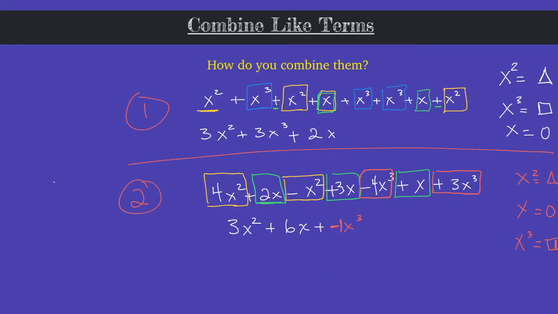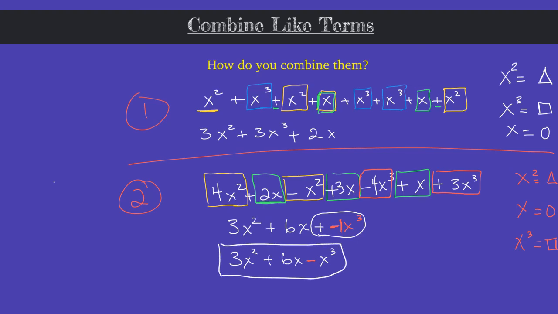So when I simplify, I'm going to end up with 3x squared in my bag plus 6x's in my bag. And then notice the plus negative 1x cubed. That is going to just simplify to the fact that I am lacking, right? I'm lacking an x cubed, or I'm lacking a square from my bag. And so that is how I would combine that if I have negatives involved.